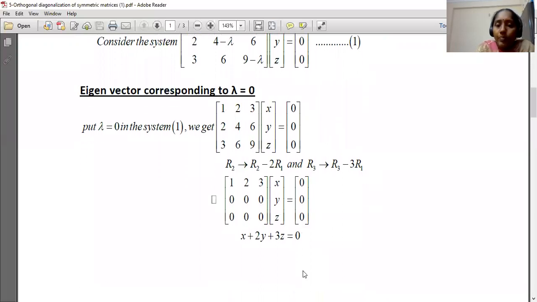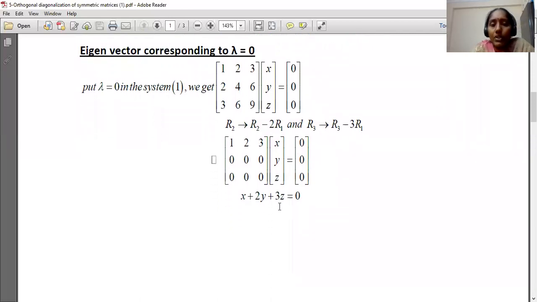Now write the equation: x plus 2y plus 3z is equal to 0. Observe this: what is the rank of the matrix? It is 1. The rank of the matrix in echelon form is the number of non-zero rows, that is only 1. How many unknown variables are there? That is 3. So the number of linearly independent solutions is n minus r, that is 3 minus 1, which is 2. That means there exist 2 arbitrary constants on any of these variables.